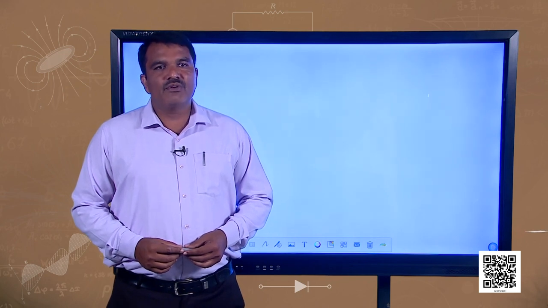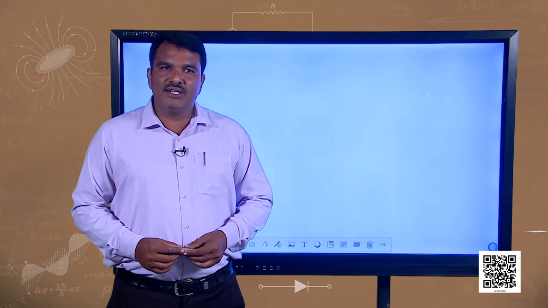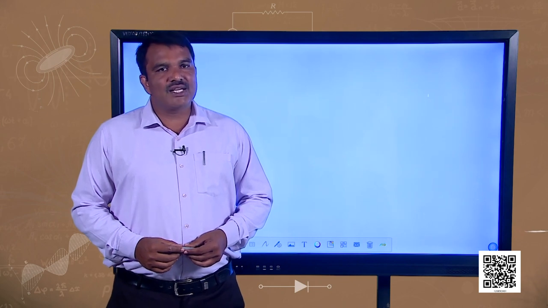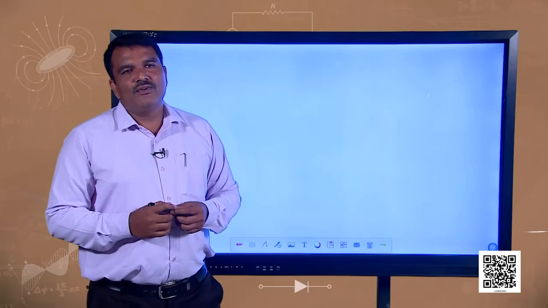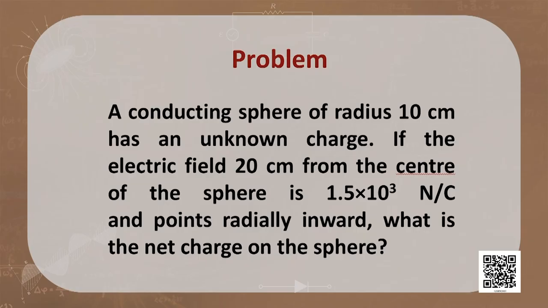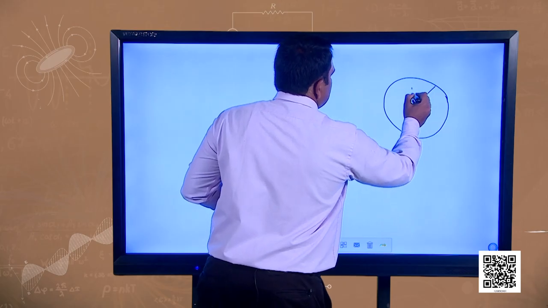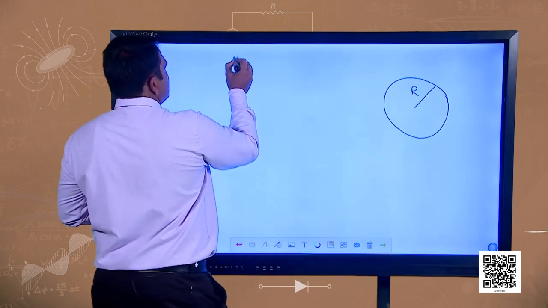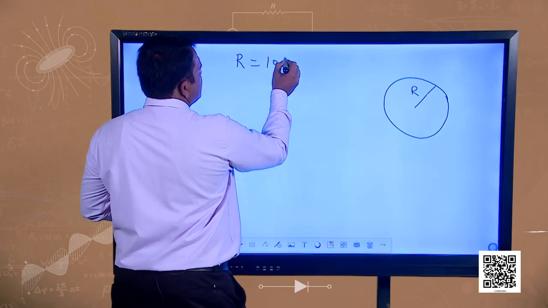In this program, we will try to find electric field due to a uniformly charged thin spherical cell. Now, let us try to solve a problem. A conducting sphere of radius 10 cm. So, you are given a sphere of radius 10 cm. Let us take radius of the sphere as capital R and it is 10 cm.